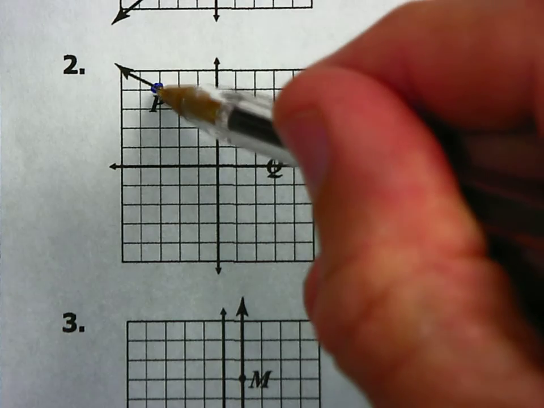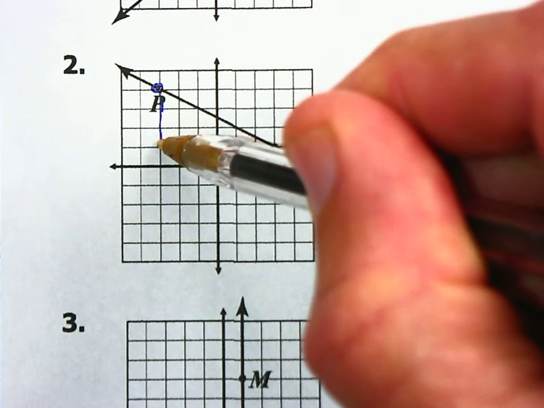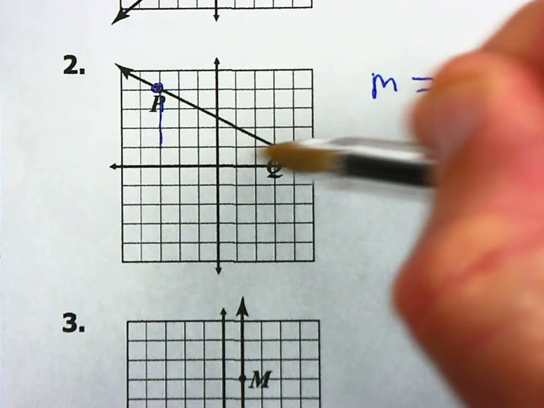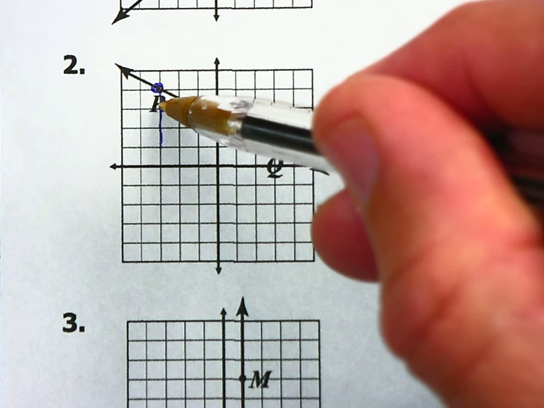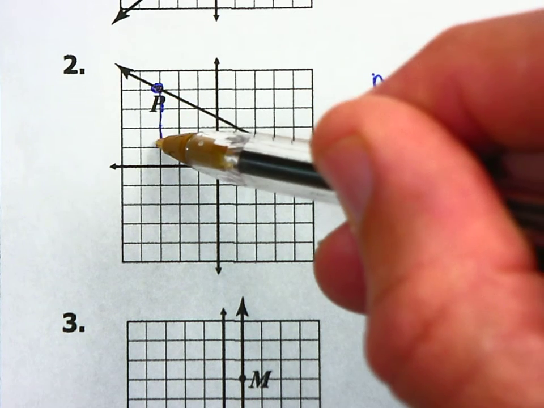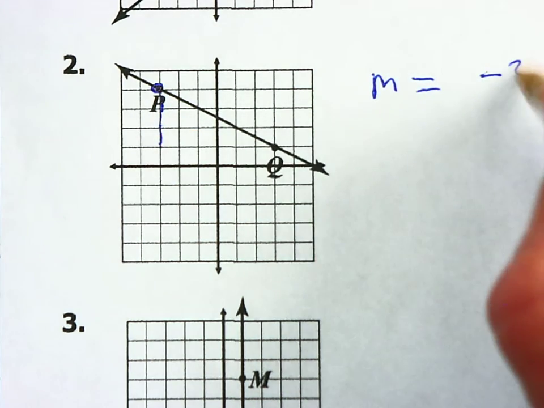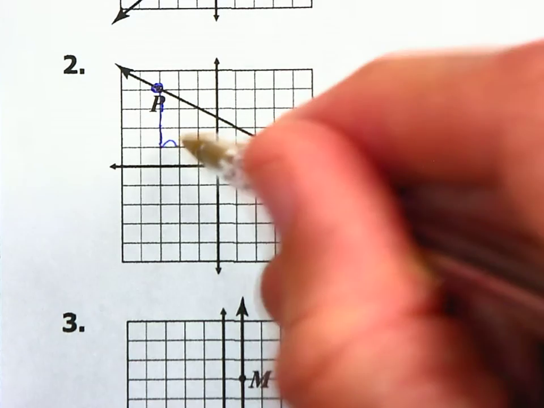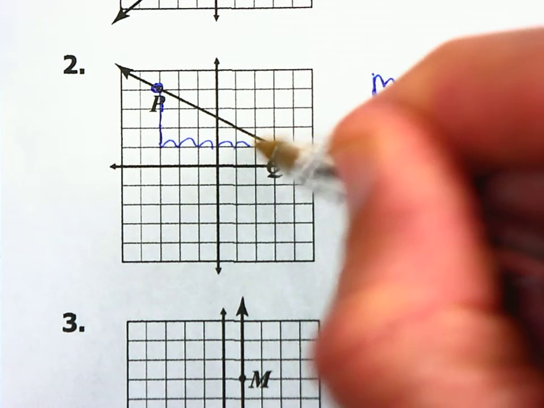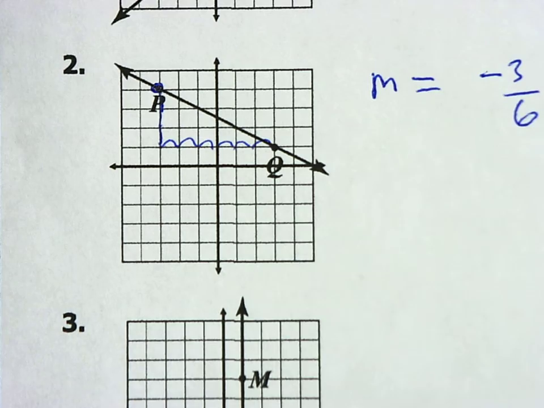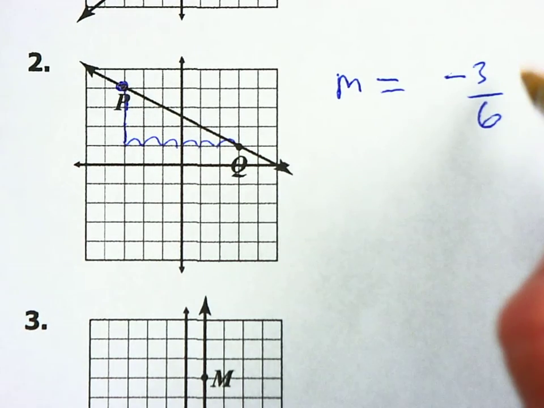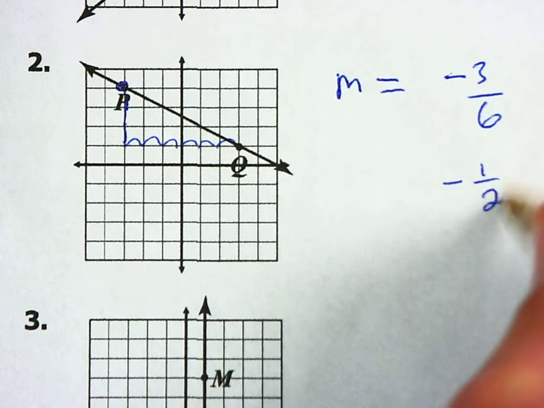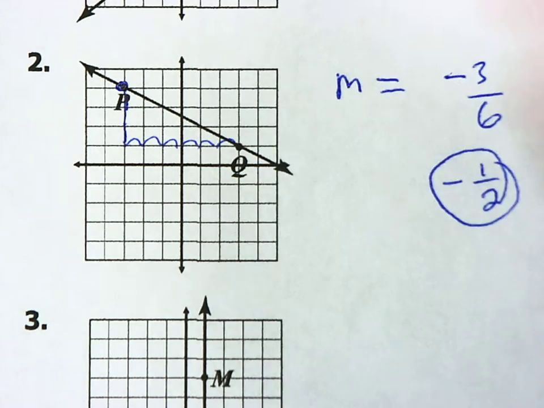I'm going to fall down 1, 2, 3. 3 floors to be on the same floor as Q. Don't count this as 1. 1 is the first notch. 2, 3. You're falling down, so -3. And then you're going to go over 1, 2, 3, 4, 5, 6. And before you ask me, yes, you always reduce fractions. You can divide them both by 3, and so that's why it's -1/2. Why is it a negative answer? Because the line is falling to the right.